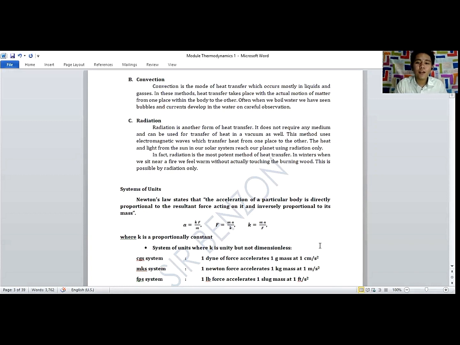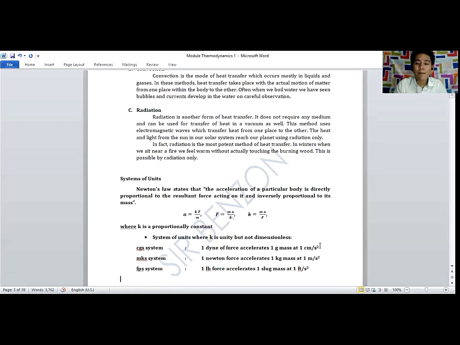Radiation is another form of heat transfer. It does not require any medium and can be used for transfer of heat in a vacuum as well. This method uses electromagnetic waves which transfer heat from one place to another. The heat and light from the sun in our solar system reach our planet using radiation only. Now, this is the best example of radiation mode of heat transfer.